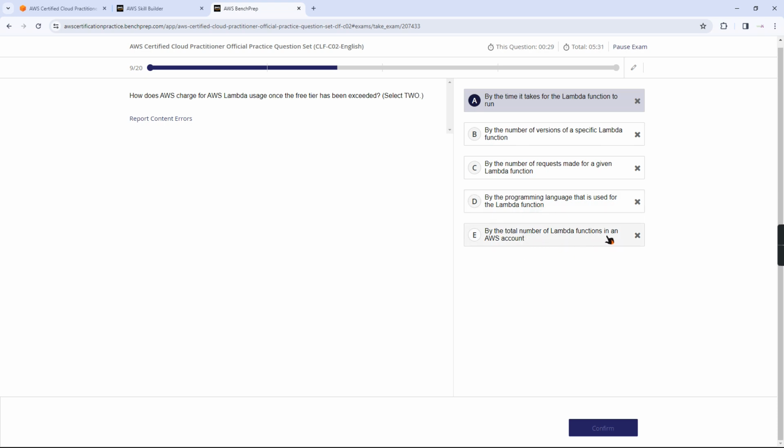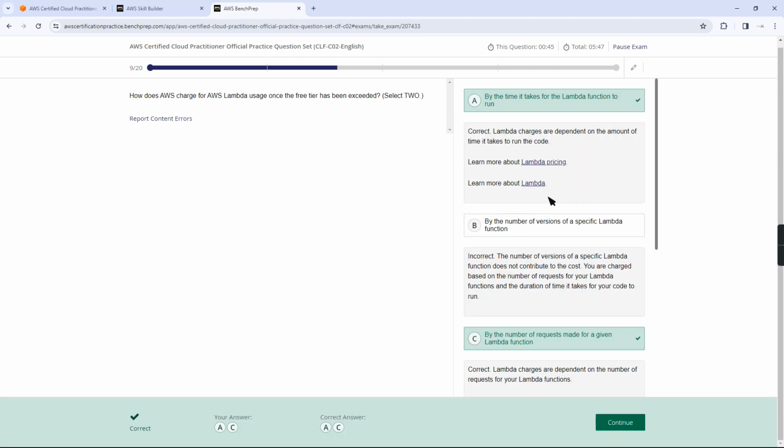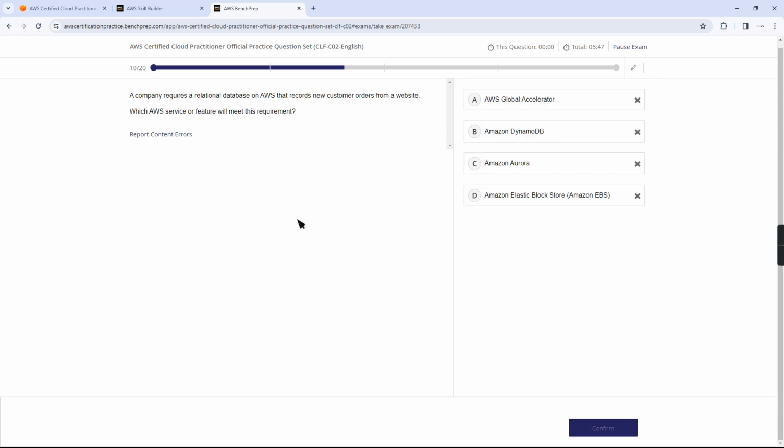By the total number of Lambda functions in AWS accounts, no, this cannot be. By the total number of running Lambda functions can be the right choice here. This is just a total number of Lambda functions. So typically this is not the right choice, between A and C only. Yes, obviously we got it right. I am just moving on to the next question.